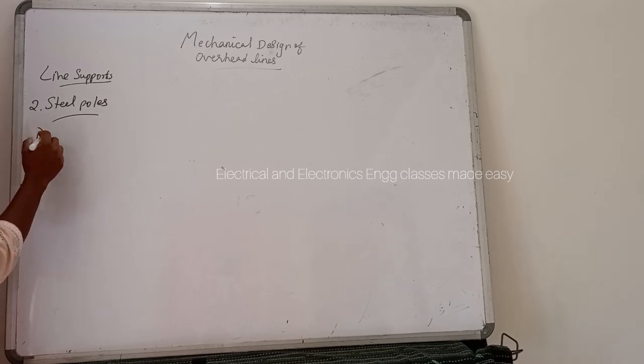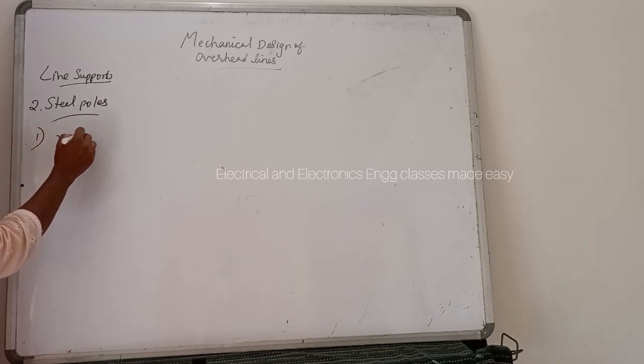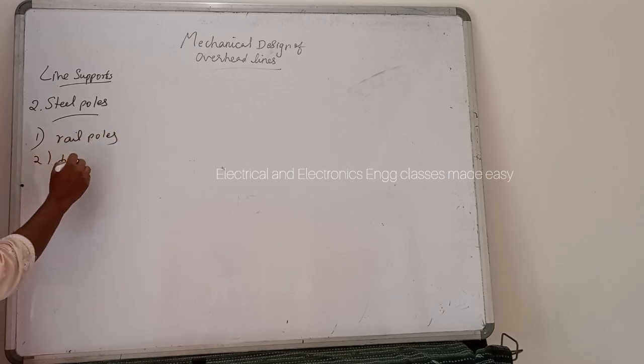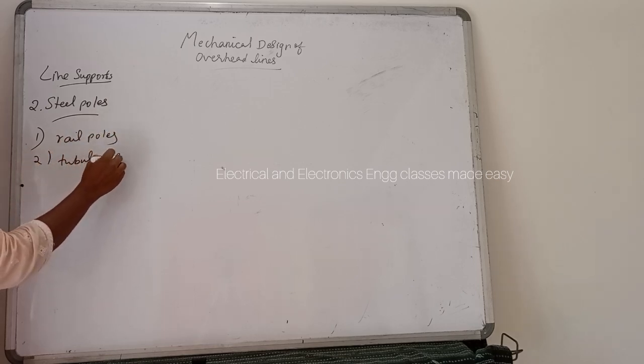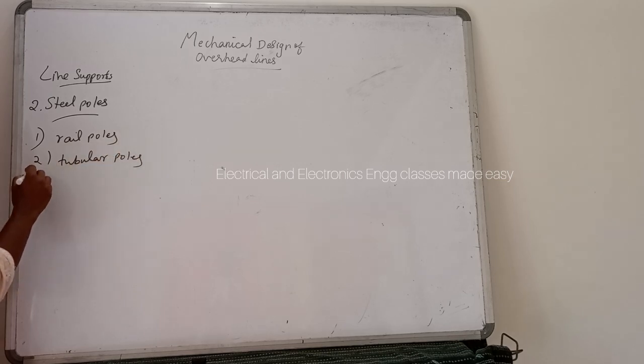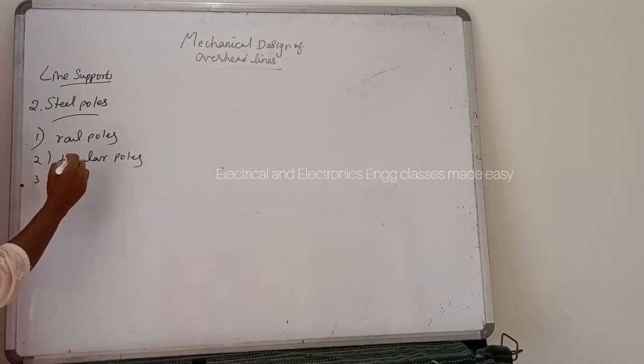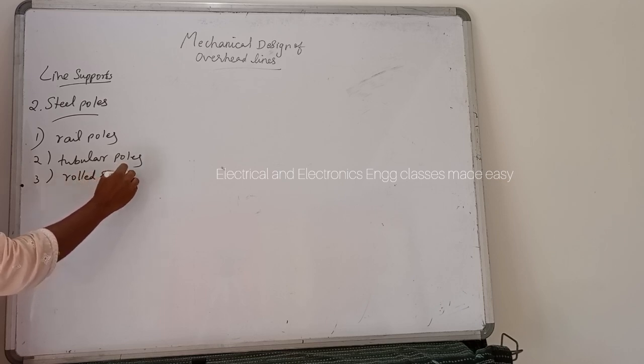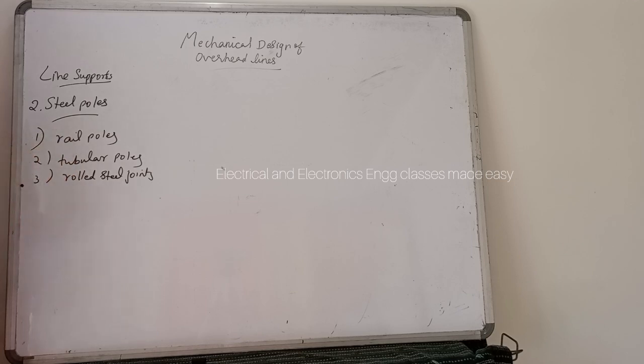And these are of three types: rail poles, then tubular poles, and rolled steel joints. So that is about the steel poles.